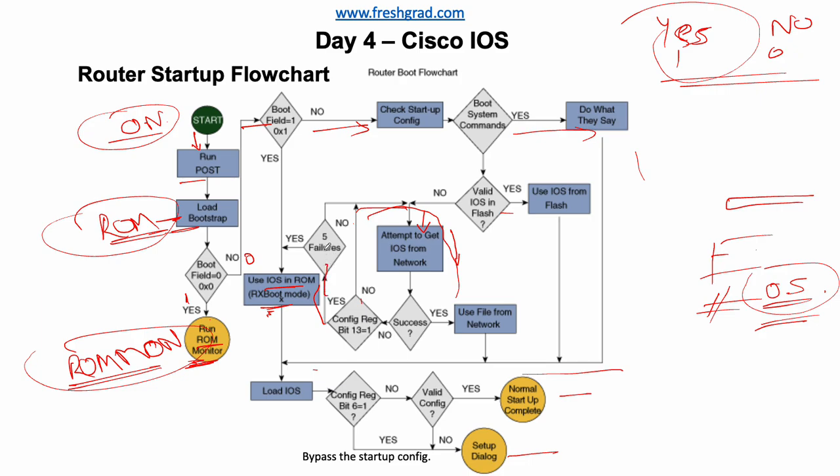But if it checks here and if the failure count is less than 5 times, then it goes yes and loads the IOS in ROM mode, which is basically the troubleshooting and recovery mode. And once it's fine, it loads the IOS image. So this is the router startup flowchart.